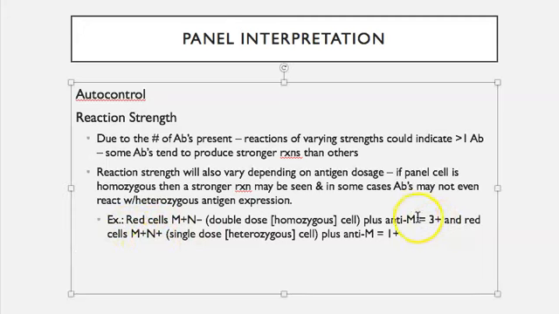So if we're testing our patient who has an anti-M against this donor cell and this donor cell, we're going to get stronger reactivity with this one versus with this one, because instead of having 2 doses of the M antigen, they've got 1 of each, which is heterozygous. So it's going to be a weaker expression.